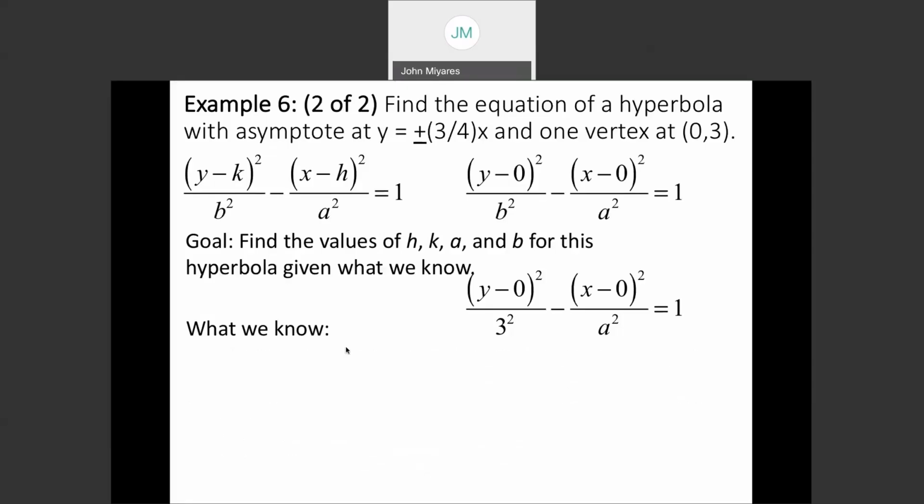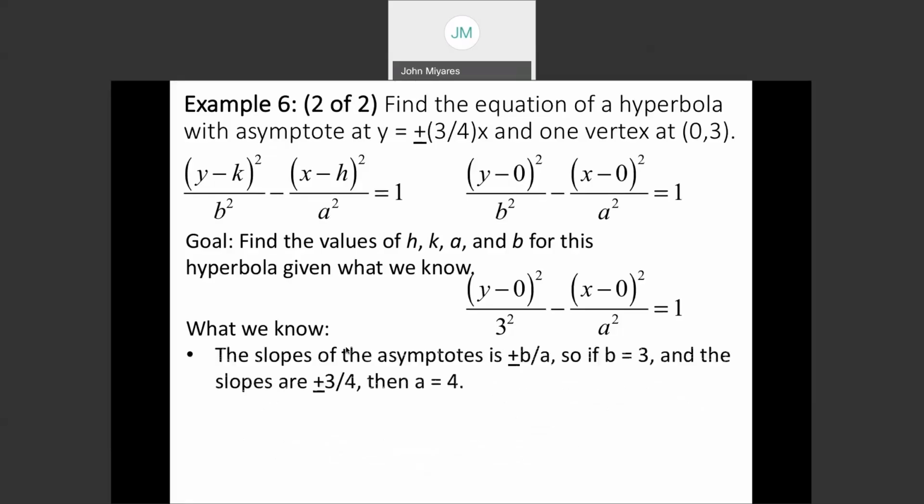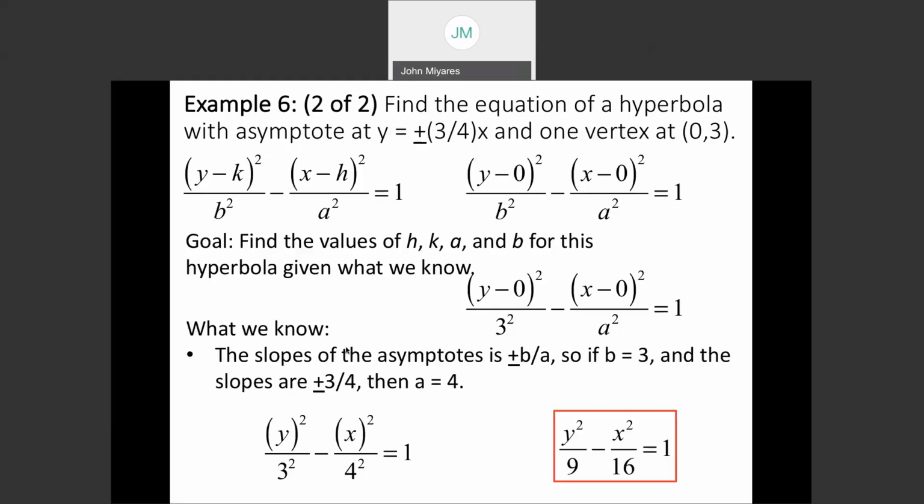So what else do we know? Well, the slopes of the asymptotes are plus or minus b over a. If b is 3, and the slopes of the asymptotes are going to be 3/4, that must mean that the value of a is 4. This is going to allow us to substitute a equals 4 into our equation and simplify things pretty quickly to get y squared over 9 minus x squared over 16 equal to 1.